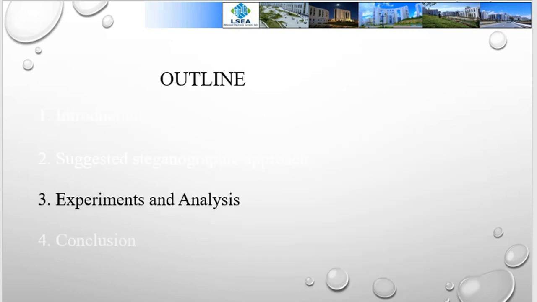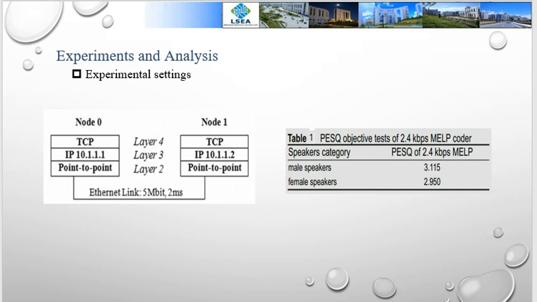Experimental analysis. Experimental setting: we use NS3 as a simulator. We create two nodes, and we first test our speech signal. Male speakers get up to 3.11 MOS, and for female speakers we get up to 2.95 MOS. We used PESQ software as the objective test.